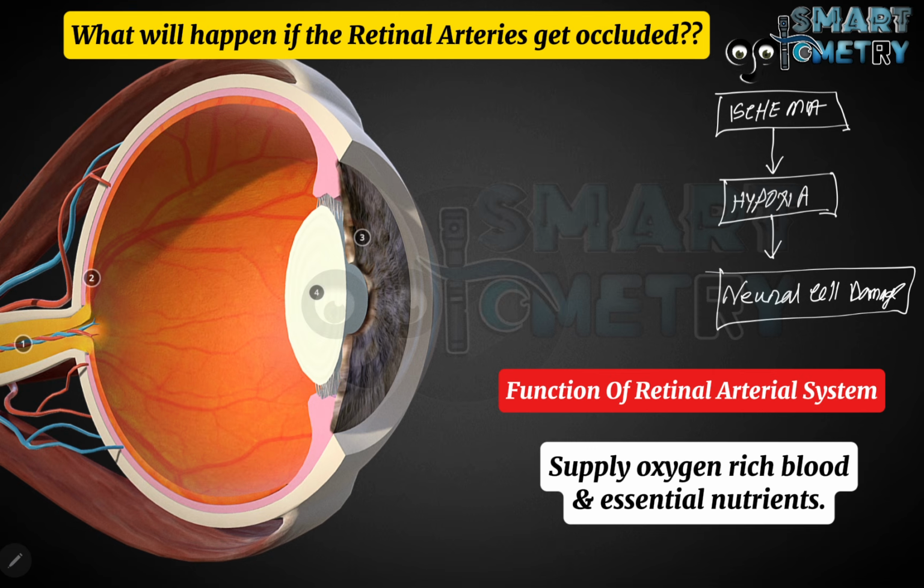Our retinal neural cells are permanent cells. When they get damaged or die, they are damaged forever. There is no means of treatment or surgery to recover them. So the vision loss or visual field loss will be permanent.